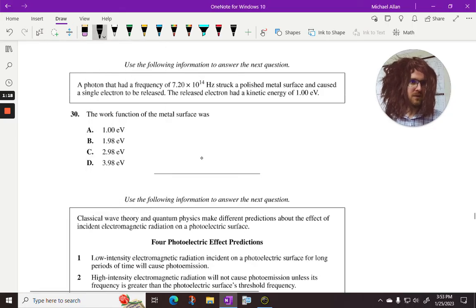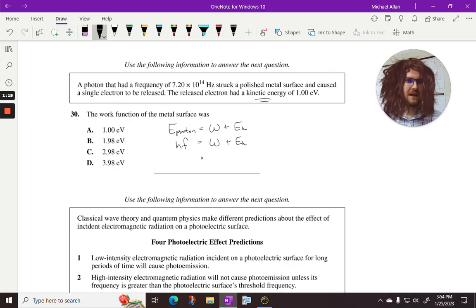But we want to find the work function. We have the kinetic energy. We have the frequency of the photon. This is just using that formula from just before, the energy of the photon, which we can find by going H times F, because we have the F here. That is equal to the W plus the EK, and we know the EK. They just gave it to us. It's right there. So I'm just going to leave EK there.